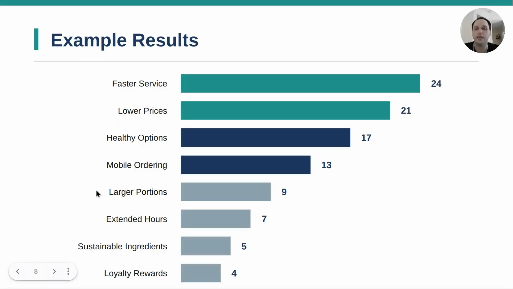Here we can see an example set of MaxDiff results. Faster service receives the highest score, followed by lower prices and healthy options. At the bottom of the ranking, we find sustainable ingredients and loyalty rewards. This provides management with a much clearer picture of customer priorities than the rating scale results we saw earlier. Rather than seeing everything clustered together, we now have a meaningful hierarchy of importance.